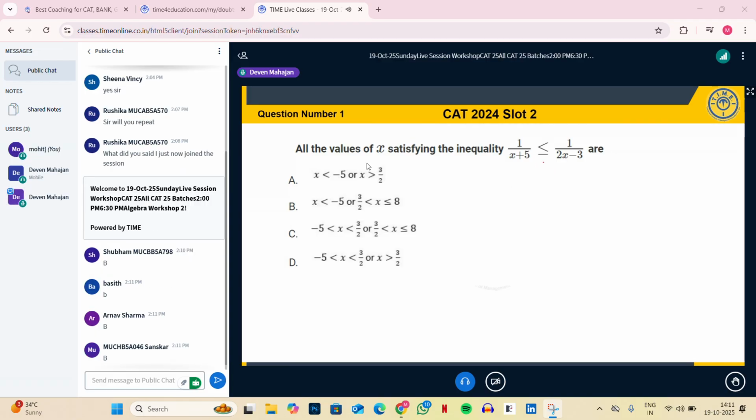So I transfer this 1 by 2x minus 3 to the left hand side. So we'll have 1 by x plus 5 minus 1 by 2x minus 3 less than or equal to 0. That is our first step. Once we have done that, then make a common denominator on the left hand side. Now that common denominator will be the product of x plus 5 and 2x minus 3.